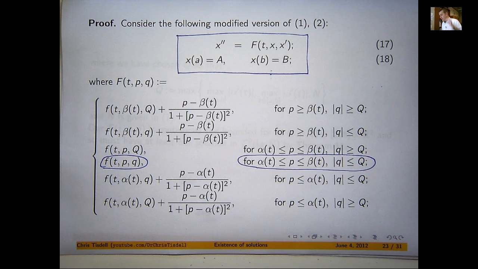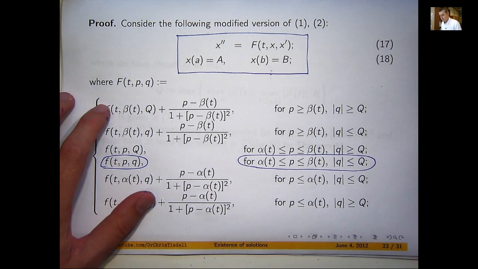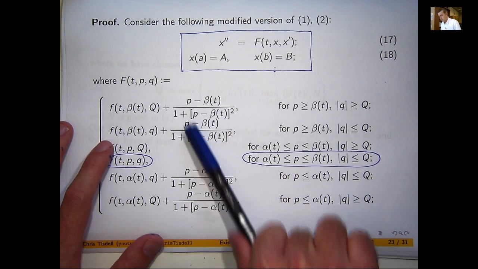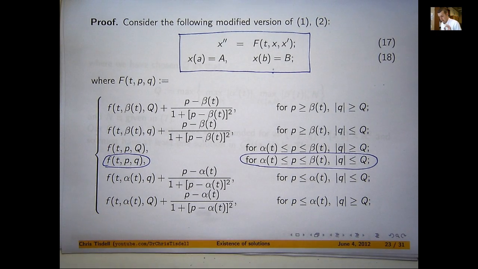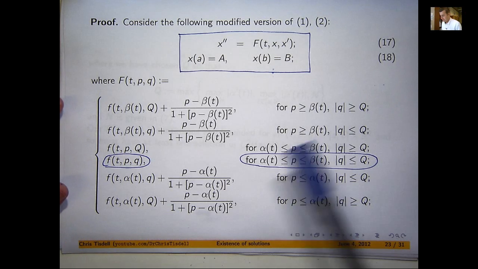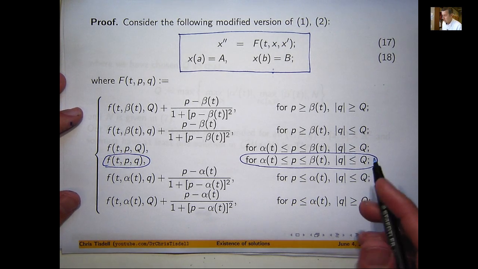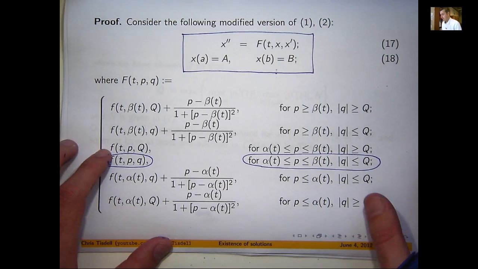Okay, so with a little bit of work, you can show that big F is continuous because little f is continuous, beta is continuous, alpha is continuous, and all of these extra bits are continuous as well. And big F is uniformly bounded on the whole of t between little a and big A, the second variable, say p, in R, and little q in R. Okay?